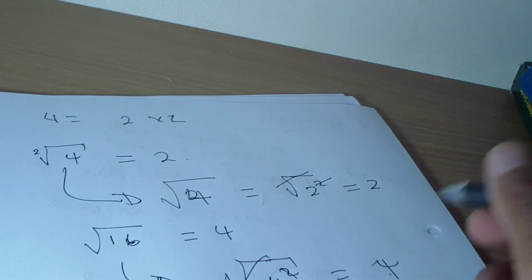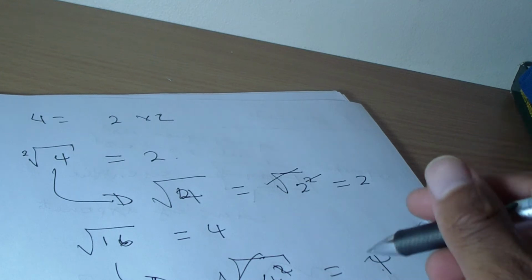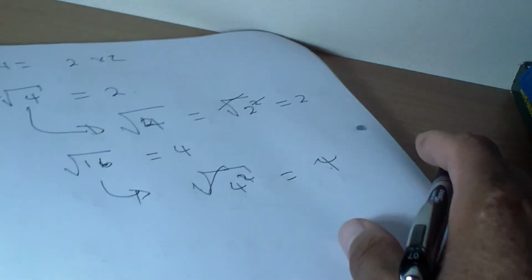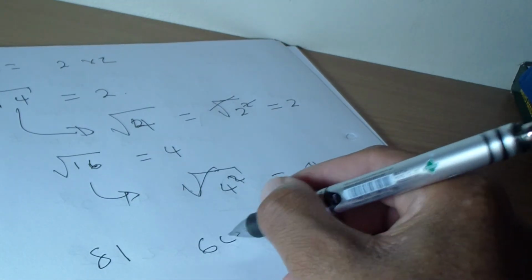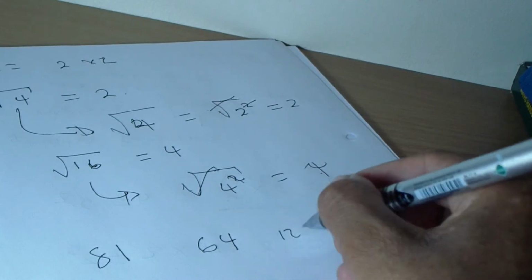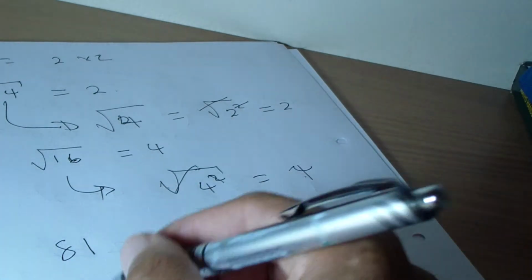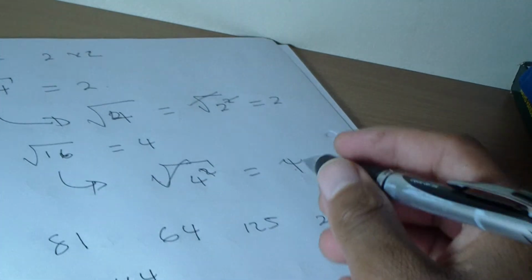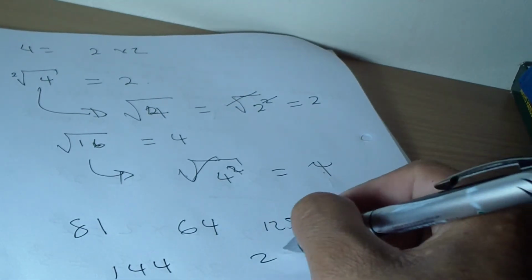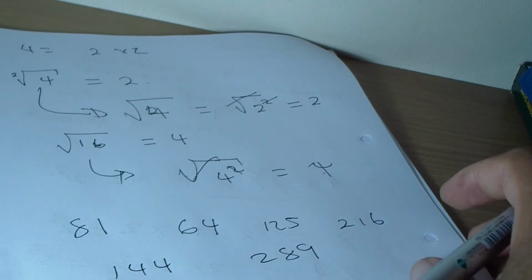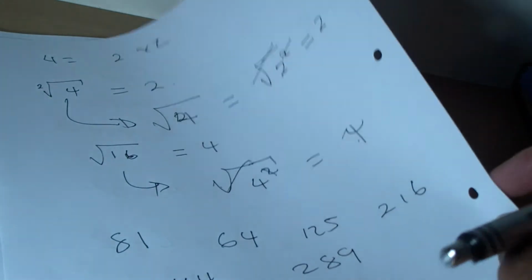Okay, now you can pause this video and try and find out if the following numbers are cubes or squares. Here are the few numbers that I'm going to write for you. We have 81, 64, 125, 216, 144 and 289. So try and figure out if the following numbers are cubes or squares. Now let's talk about the square roots and cube roots.